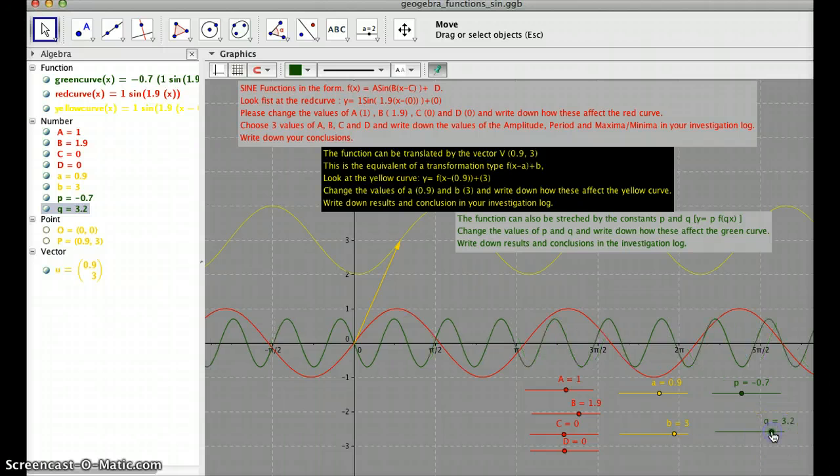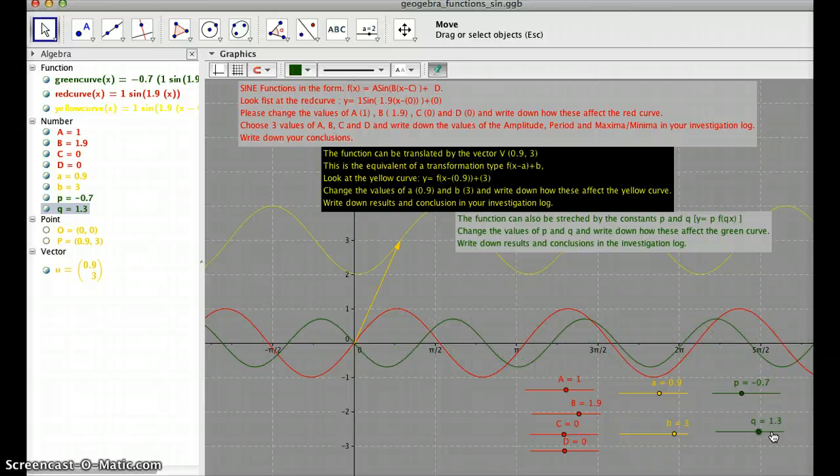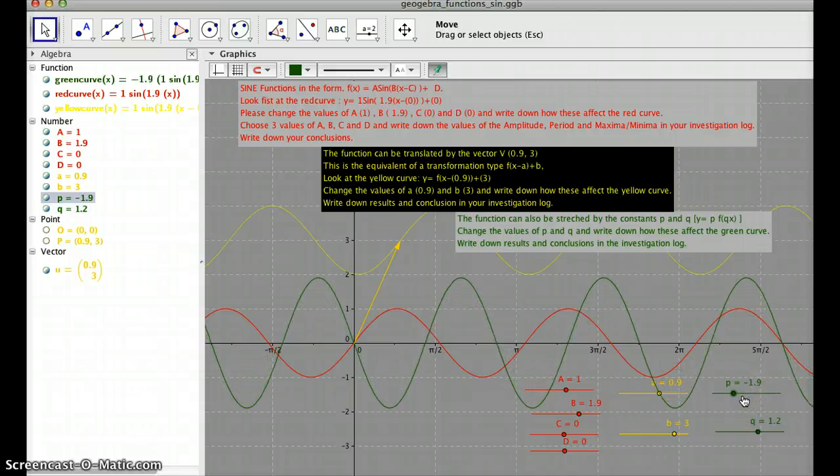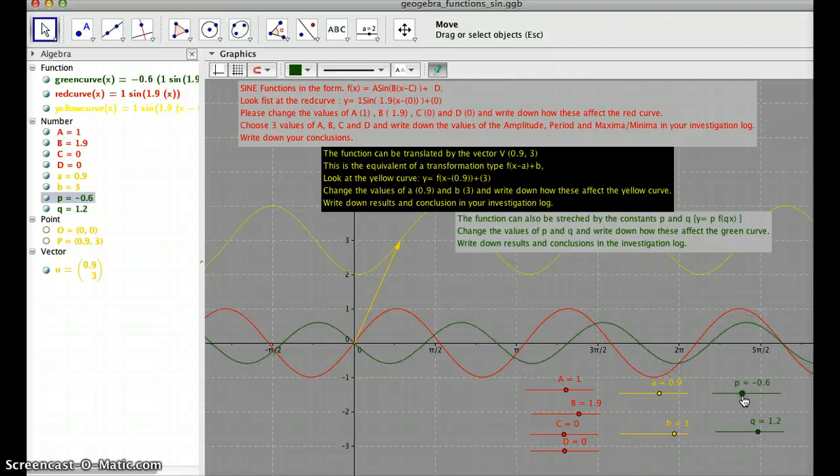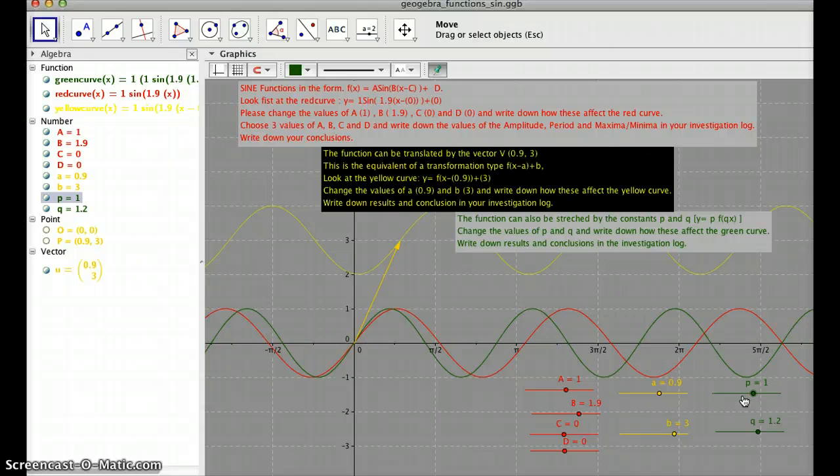So if we change q first, we can see that we stretch the x-axis, or we can also stretch the y-axis. Okay. Then again, it can have negative values, it can have 0, it can have positive values. So this is the sine function.